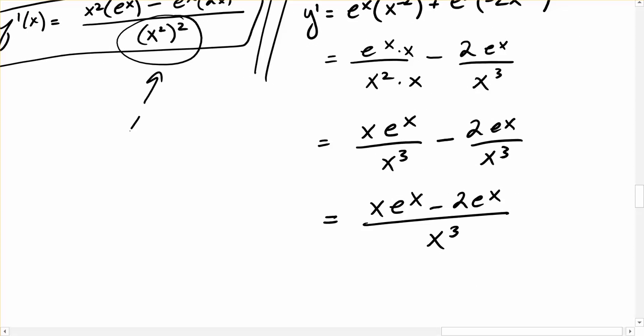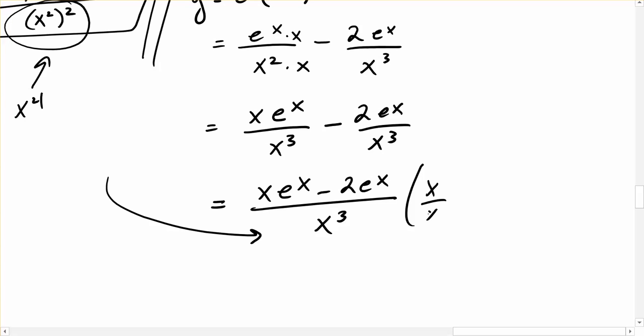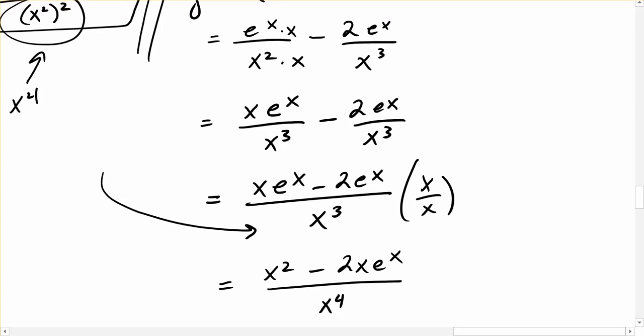So if we wanted to turn that into an x to the 4th, we need to multiply the bottom one by x to the 4th, but also the top as well. So if we multiply this by x over x, is that legal? Why? Because it's 1. What do we end up with? X squared e to the x minus 2x e to the x all over what? X to the 4th. Hey, is that the same thing?